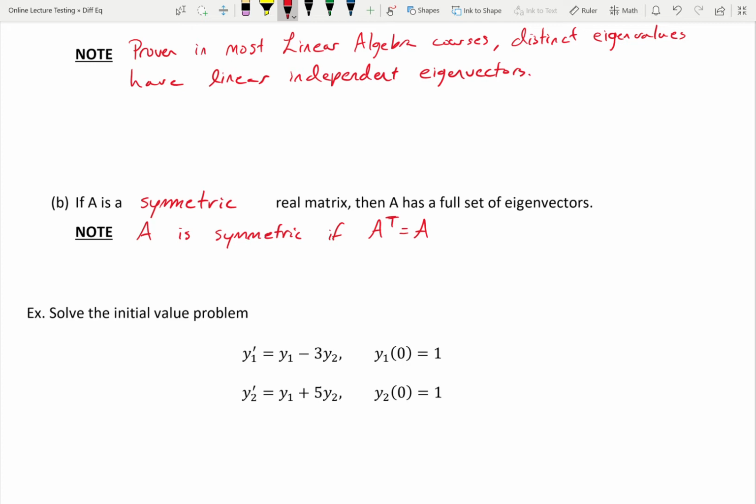So we either find all of the eigenvalues and find out that they're distinct, then we have a full set of eigenvectors, which means they're linearly independent, therefore form a fundamental set. Or if we have a symmetric real matrix, then A has a full set of eigenvectors, therefore it forms a fundamental set. So that's the cool thing, is we can automatically say it has a fundamental set without having to dive in as deep as what we did in the previous section.